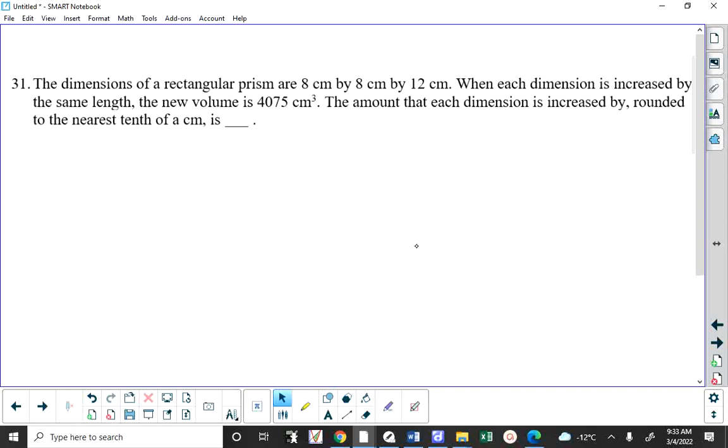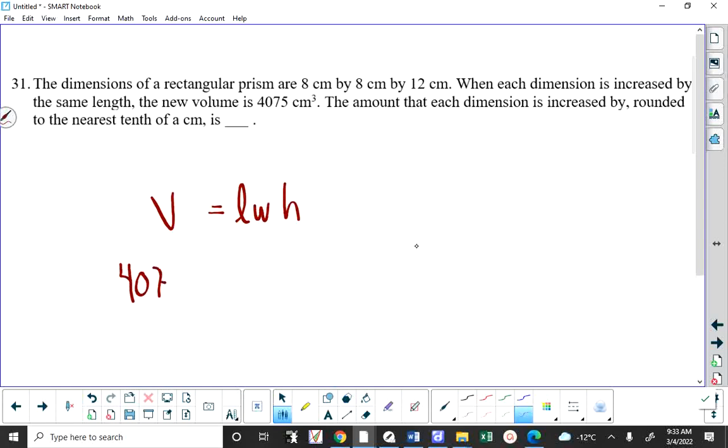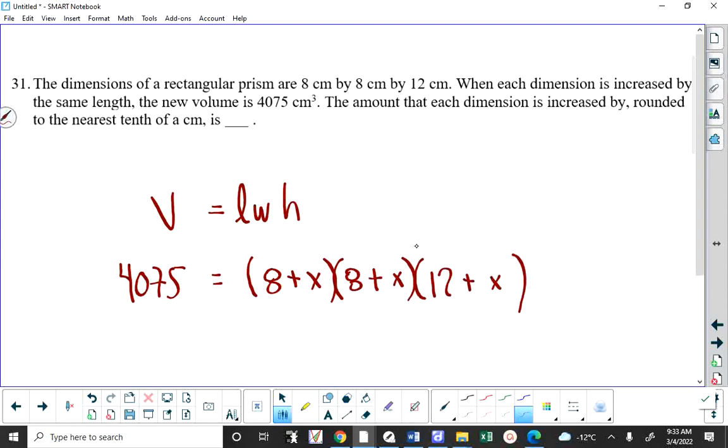What this means is that since volume is length times width times height, that new volume of 4075 is going to be equal to the length, which is 8 plus x, because we have an original length of, say, 8, but we add x to it. The width will be 8 plus x, and the length will be 12 plus x. So we have a problem here. It's a pretty serious problem.